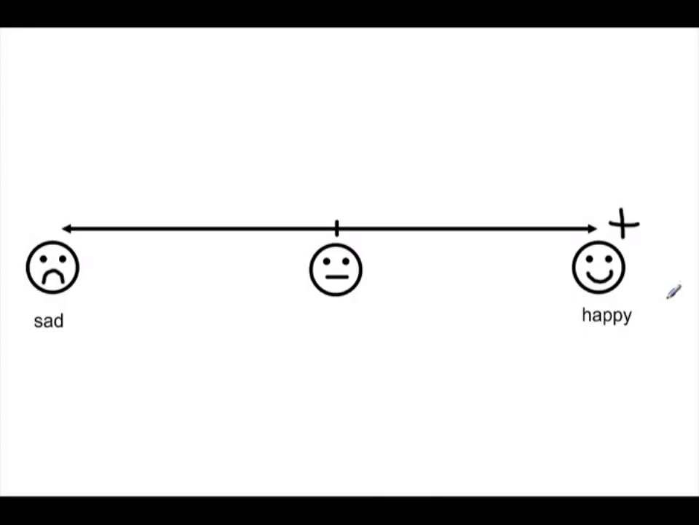So when I'm positive, I feel good. I feel happy. So when we move in this direction, we're getting happier. Over here on the negative side, that's the sad side. So if I'm feeling sad, I'm going to move this way on the number line.